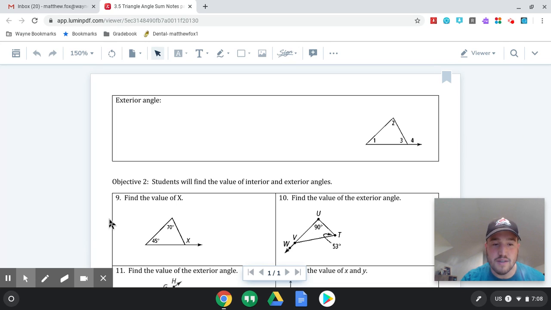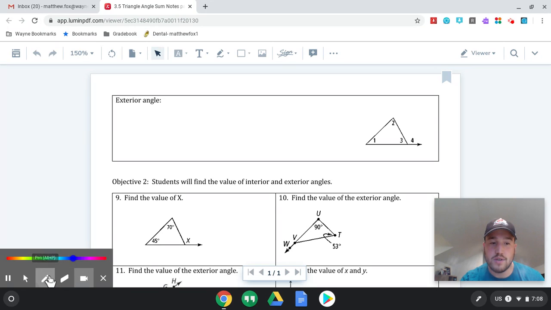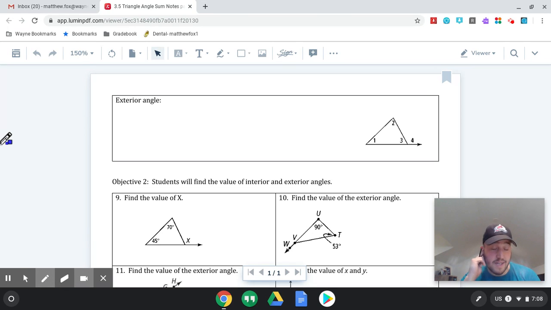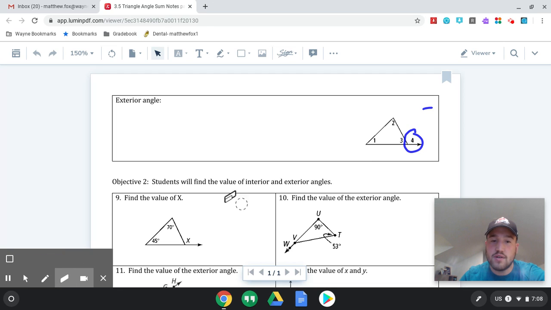So today we're going to talk about something called the exterior angle, which we touched on last week. Hopefully, if you look at this picture over here, 1, 2, 3, or 4, exterior sounds like exit, kind of. It's on the outside. So the exterior angle is angle 4. Now, when we are solving for that exterior angle, if we look here at example 9, there's two ways you can do it.